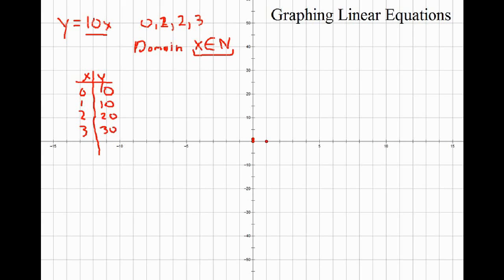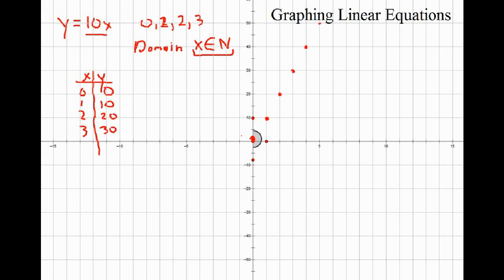So here we really do have our ordered pairs that I can graph. Now, when I'm graphing this, I'm going to put these coordinates here. So (0, 0) is at the origin here. (1, 10) is here. (2, 20) is here. And (3, 30) is here, and so on. So I can continue to put these dots here.